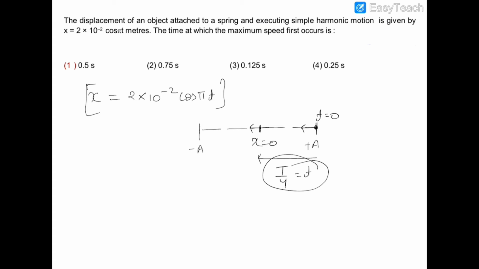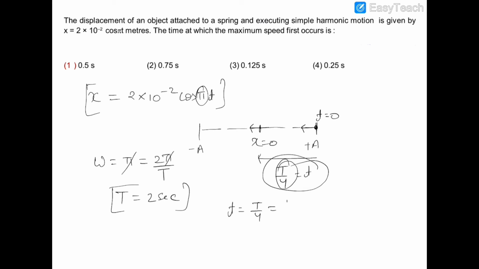So in this case, you can see that if we compare this equation with cos omega t, then omega will be equal to pi, and this omega is 2 pi by T. So cancelling this pi with pi, T will be equal to 2 seconds. This is the time period, but we have to find out the time in which the particle will move from A to mean position, and that time is T by 4.